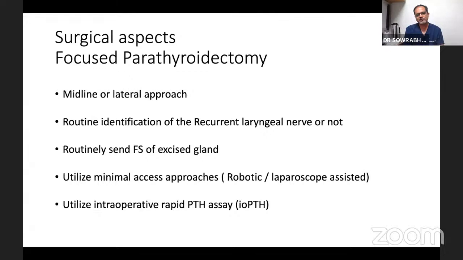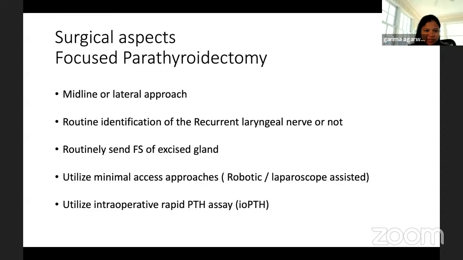Utilizing minimal access approaches, robotic, laparoscopy, no. It's a small incision, usually most of the time 1 inch or so. If the parathyroid is smaller, then you can make a little smaller incision to take out the parathyroid. So I never use robotic or laparoscopic. Yes, for the ectopic parathyroid, like the one we recently did from the mediastinum with the VATS approach, that's a different thing, not in the neck. Utilizing intraoperative PTH, always, except for emergency cases where time is important. I always do the intraop PTH. Garima, do you differ on any point?